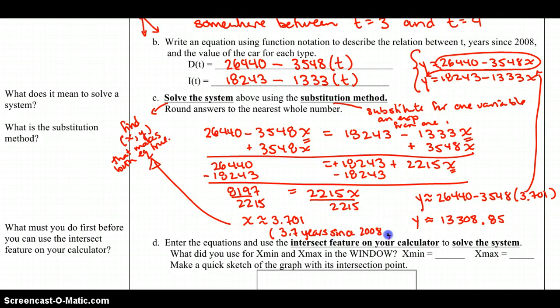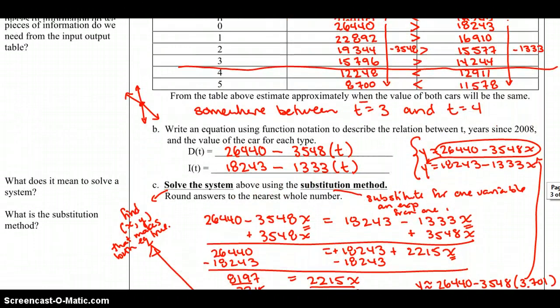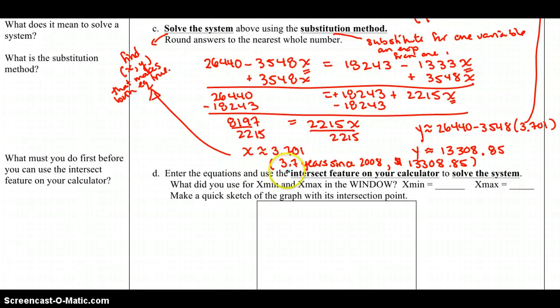Okay. So if we put those together as an ordered pair, we would have about 3.7 years since 2008. And the common value that they would have reached was $13,308.85. Okay, so if we come back up here, we said that that intersection had to happen between 3 and 4, and we got 3.7.